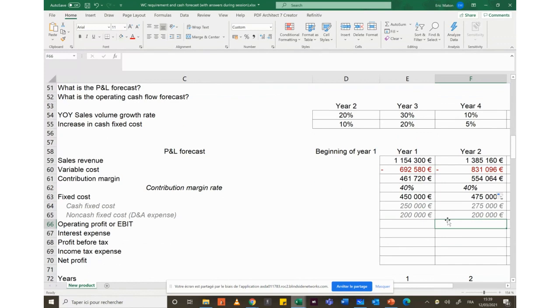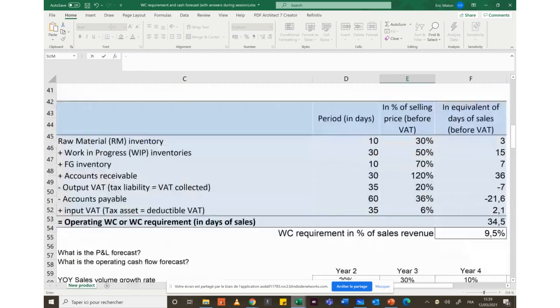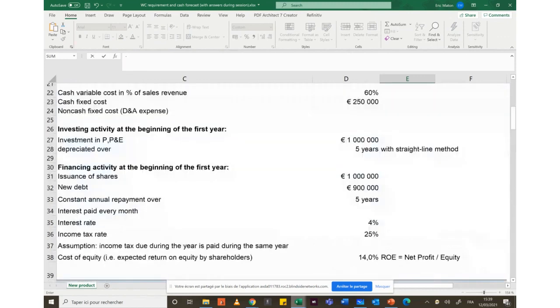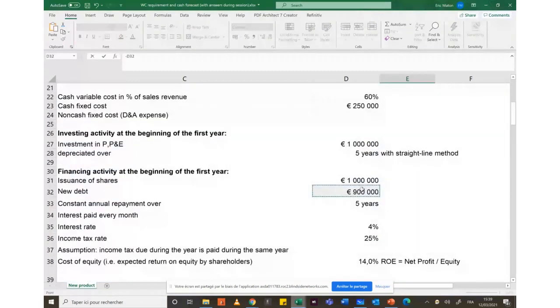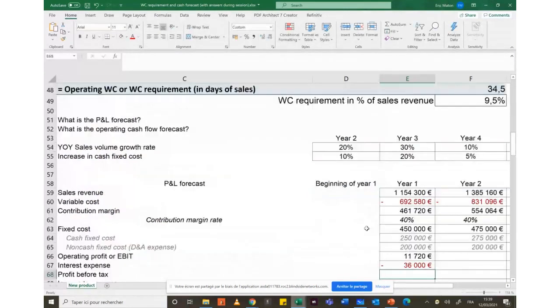So the operating profit is the contribution margin minus the fixed cost. Interest expense is because of the financing activity. We have a new debt multiplied by the interest rate. Now we have the profit before tax.